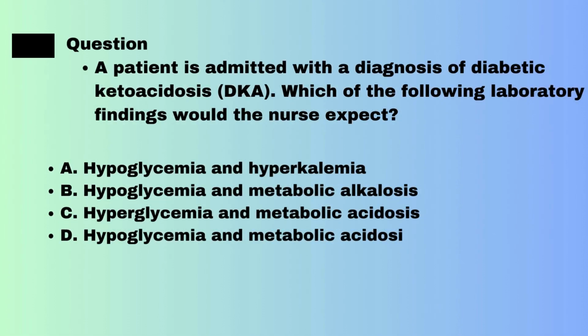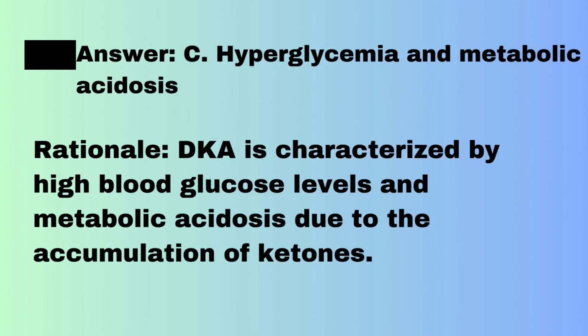Question 6. A patient is admitted with a diagnosis of diabetic ketoacidosis, DKA. Which of the following laboratory findings would the nurse expect? A. Hypoglycemia and hyperkalemia. B. Hypoglycemia and metabolic alkalosis. C. Hyperglycemia and metabolic acidosis. D. Hypoglycemia and metabolic acidosis. Answer C.